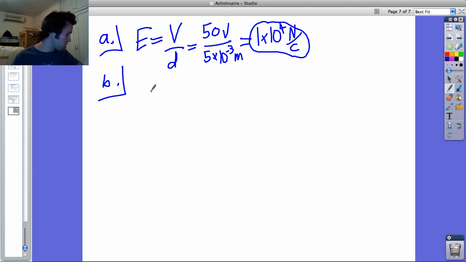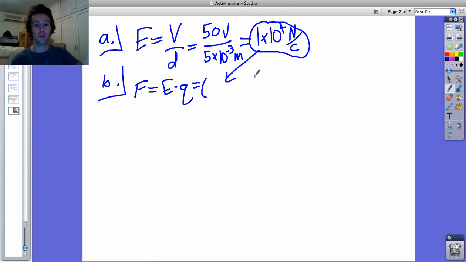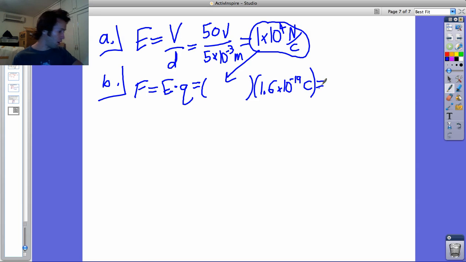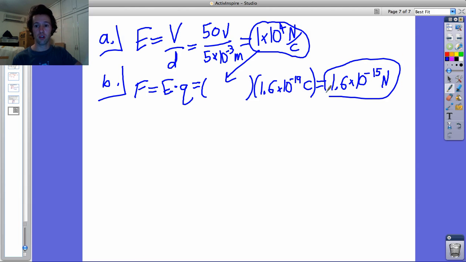Part B wants to know what the force on the electron is. You should know that an electric field force is the electric field strength times the charge. You take this number and plug it in, times the charge on an electron, and ba-bam, you got your answer of 1.6 times 10 to the negative 15th newtons, which is small, but an electron is small, so that would be enough to make it accelerate.